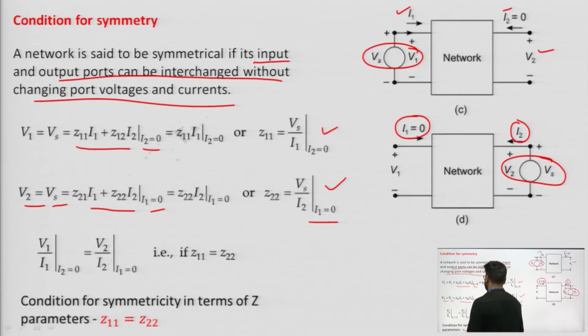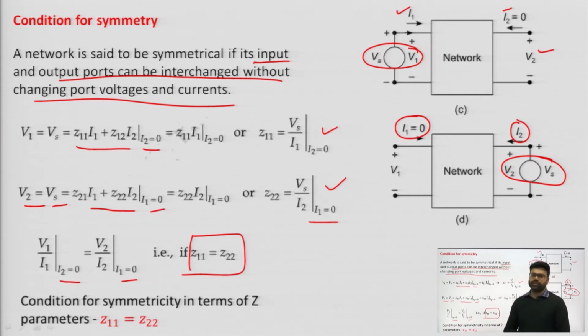So, V1 by I1 and V2 by I2 must be the same for the network to be symmetrical. So, from here we got the condition as Z11 equals to Z22. So, for reciprocity Z12 must be equal to Z21, and for symmetricity Z11 must be equal to Z22.